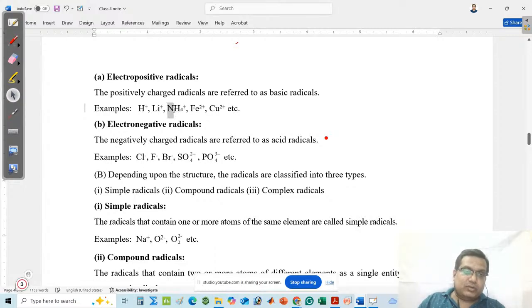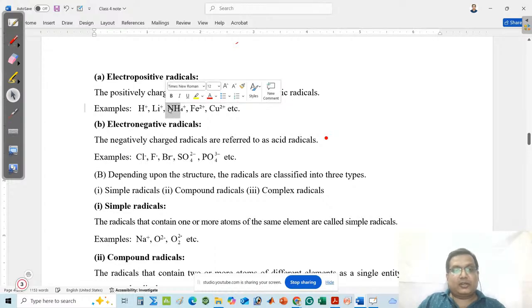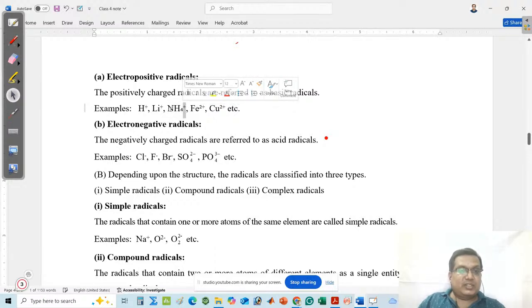But if you think about NH4 plus, you can say that it is a group of atoms. This species is made by a group of atoms: one is nitrogen, another is hydrogen, and four hydrogens are present. Can you say that the plus charge belongs to nitrogen or four hydrogens, or to the total NH4 plus? You can say that the plus charge is the total. That means here I can use a parenthesis bracket.